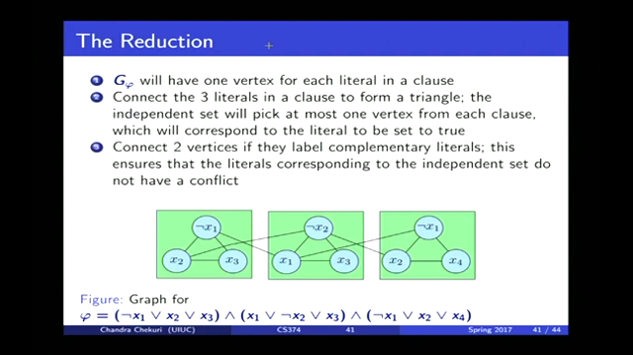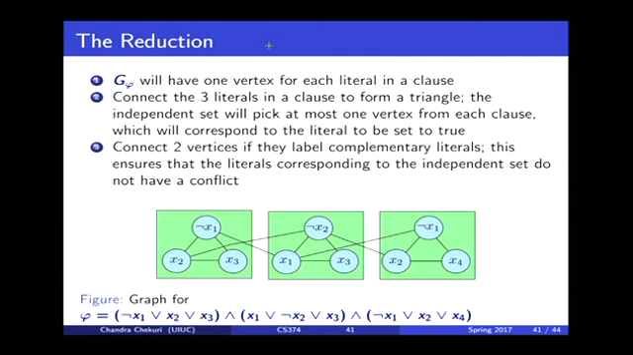But I also have to tell you the k. The k here is the number of clauses. Here k is 3 because there are 3 clauses. If there are 5 clauses, then my k would be 5. What is the meaning of this? I want to convince you that the formula is satisfiable if and only if the graph has an independent set of size m, where m is the number of clauses in the formula. Is that clear?